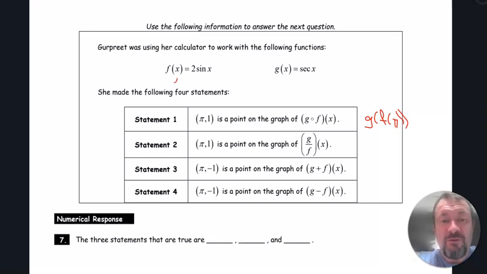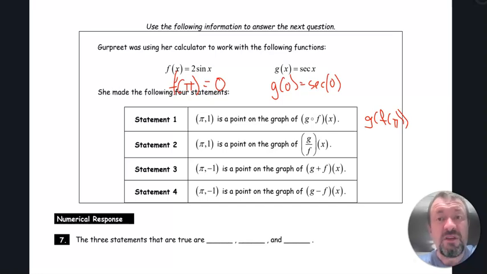If we evaluate f of pi, well, the sine of pi is actually 0, and 2 times 0 is 0, so f of pi is going to be 0. And now g of f of pi, well, we know that f of pi is 0, so g of 0 would be the secant of 0. And remember, secant is just the reciprocal of cosine, and the cosine of 0 is 1. So yeah, the answer here would be, yes, that actually works. When I evaluate that function at pi, we get 1.